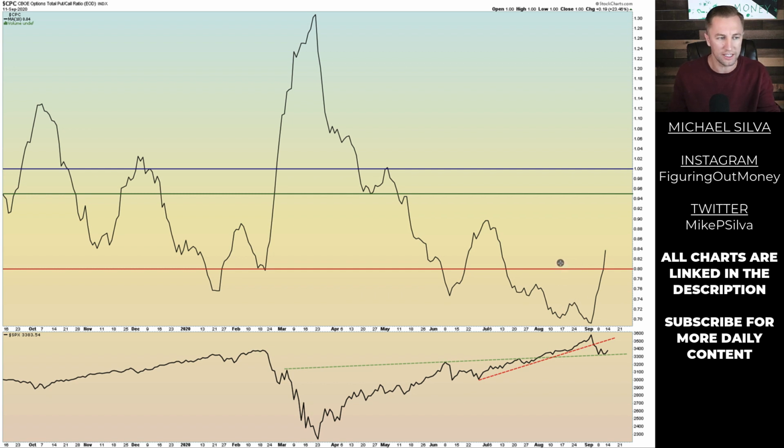If you do look at the CPC without the smooth 10 average, you'll see a lot more jolting back and forth. And when it goes above 1, there's more of a bearish bias, and there's more of a bullish bias when it's below 1.